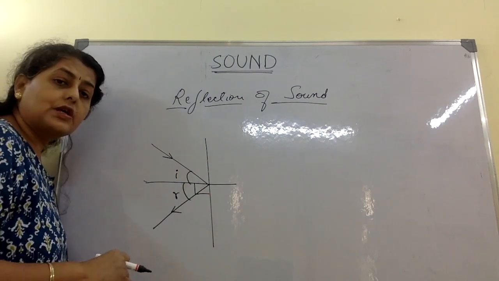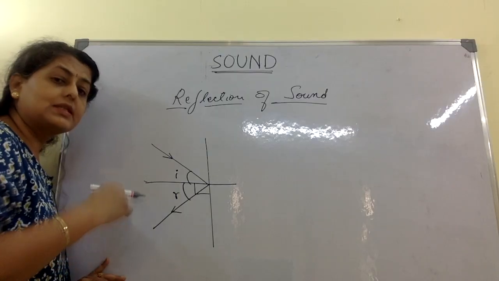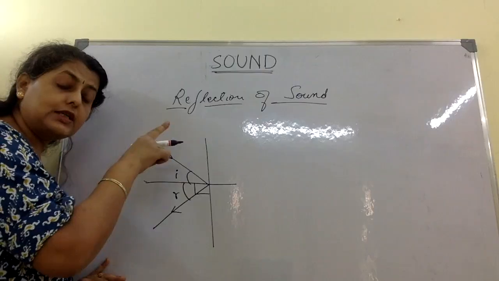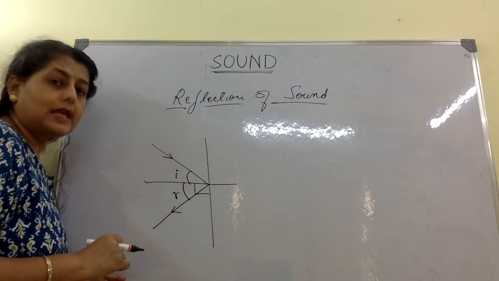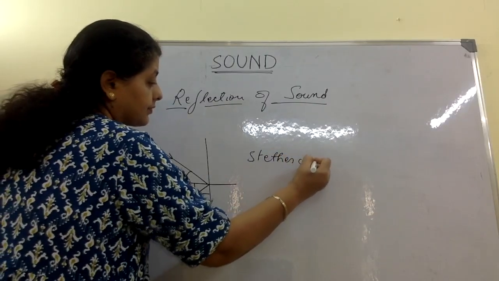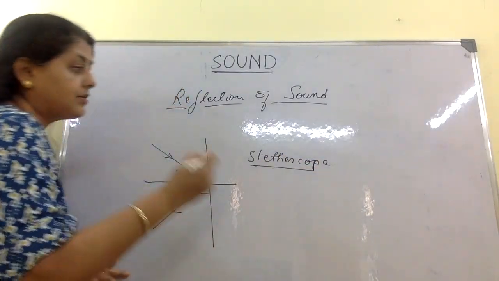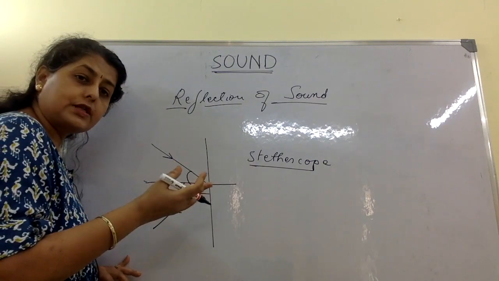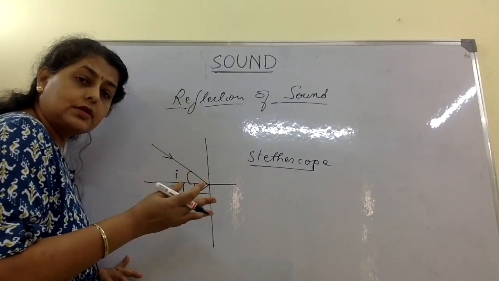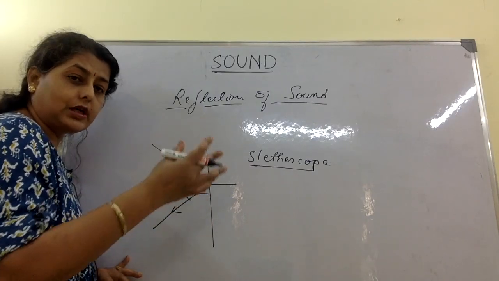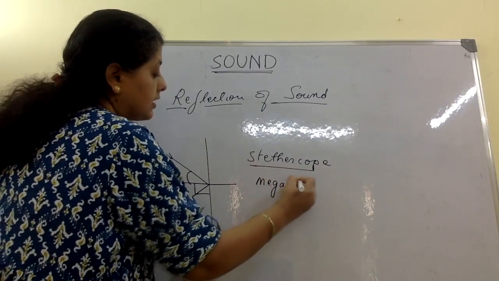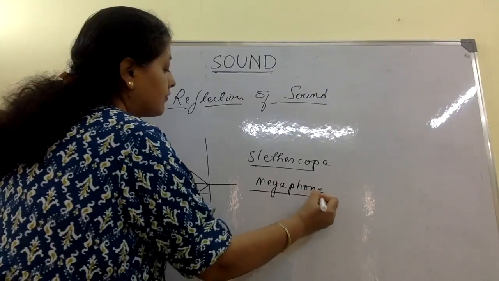Reflection of sound happens in many things around us and many instruments make use of this reflection of sound. Like we have the stethoscope, used by doctors, that actually makes use of reflection of sound, and the reflected sound goes from our body to reach the ear of the doctor. Then we have the megaphone. All these things are based on reflection of sound.